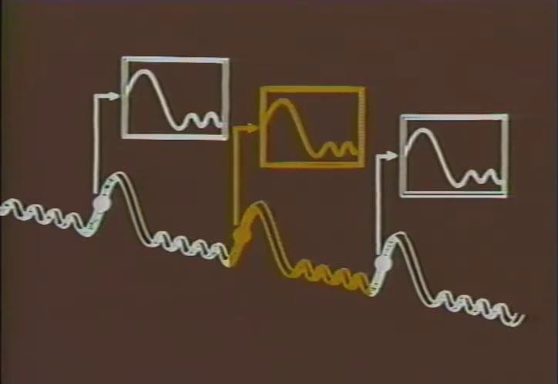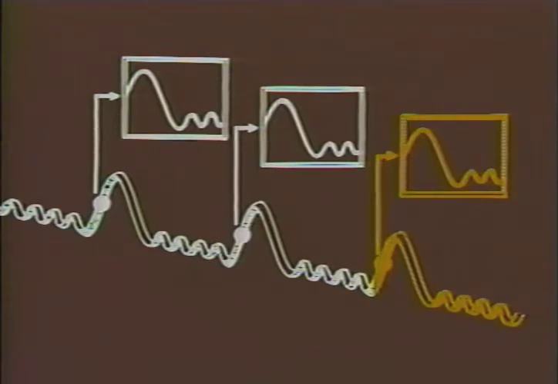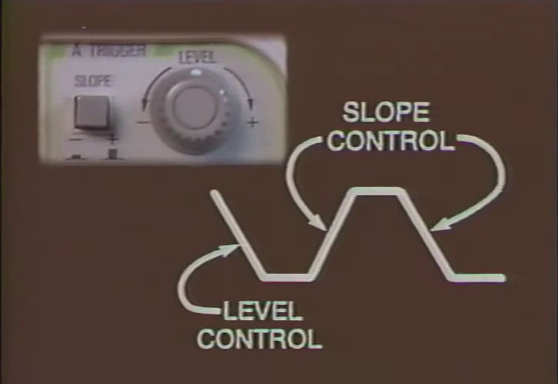Slope and level controls define the trigger points in the trigger signal. When you look at a repetitive waveform on the screen, you're seeing all those sweeps overlaid into what appears to be one picture. The trigger level and slope controls define the trigger point. The slope control determines whether the trigger point is found on the rising or the falling edge of a signal. The level control determines where on that edge the trigger point occurs.